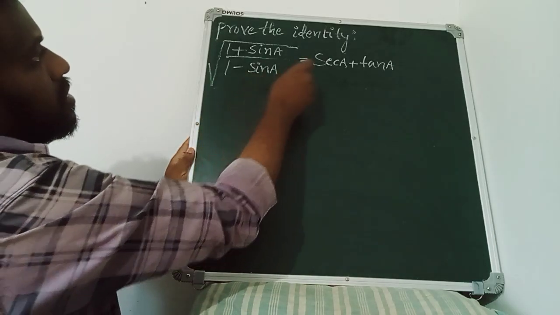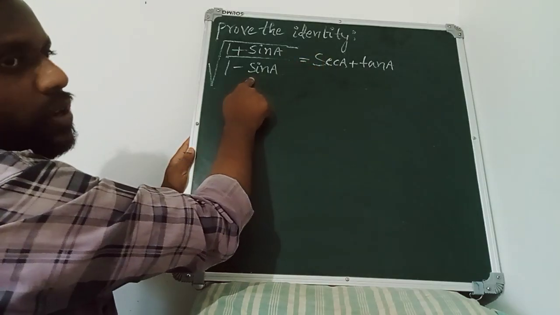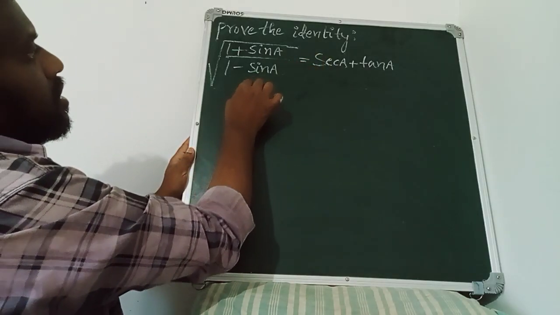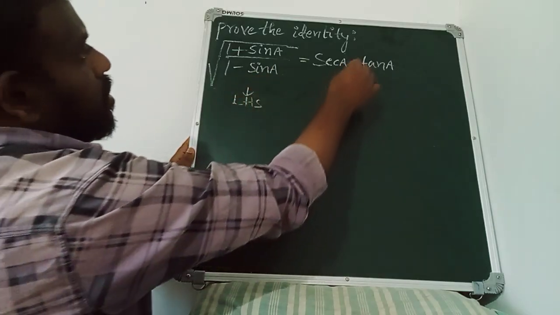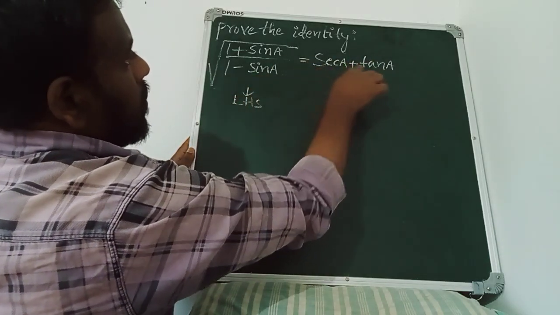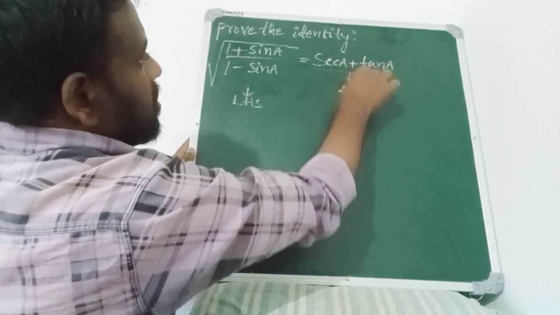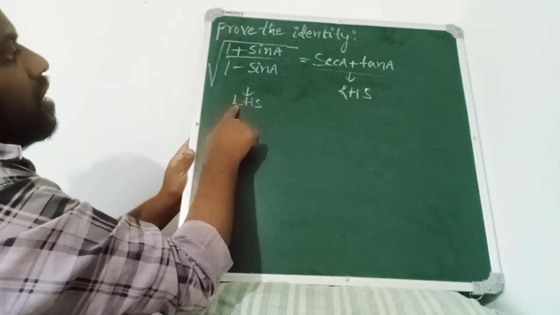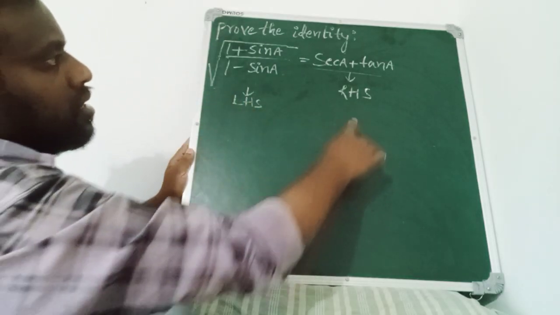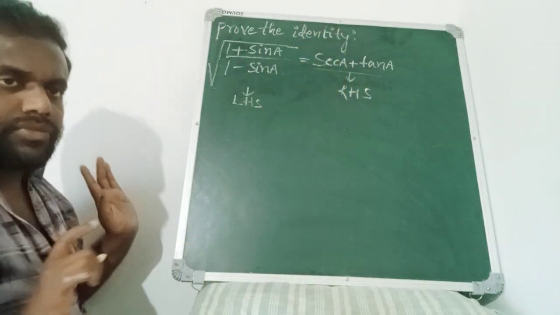See, this is the equal sign. Before this equal sign, whatever is there, this is LHS. And after the equal sign, whatever is there, that is RHS. LHS means left hand side, RHS means right hand side.